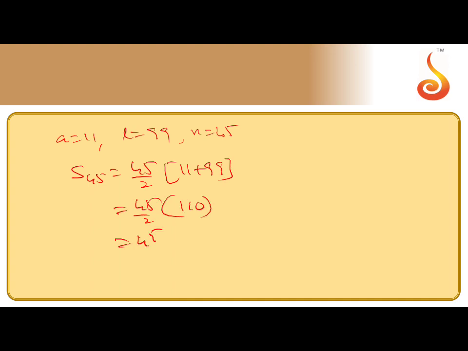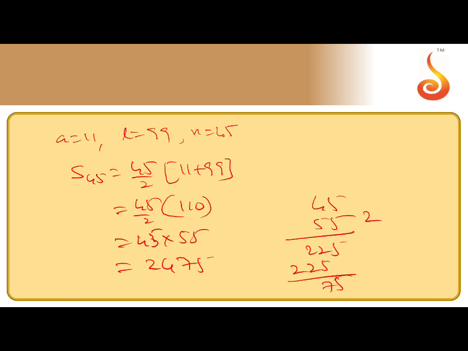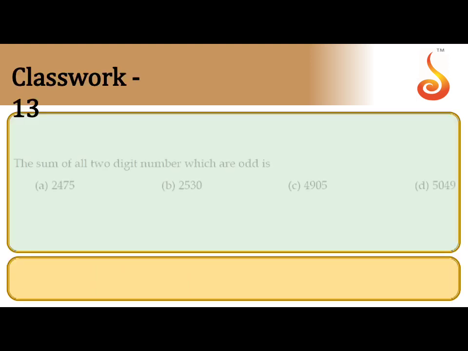So 45 into 55. After multiplication, we got 2475. If you want, you can multiply 5 5 is 25, 5 4 is 20, 22. Again, same thing, we'll get 574. That is the answer for this one. I hope this is clear. So it's a similar question only. Check the answer. Option A is correct.